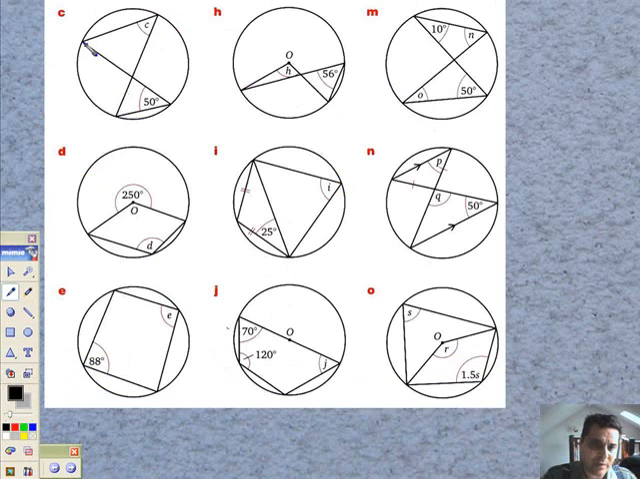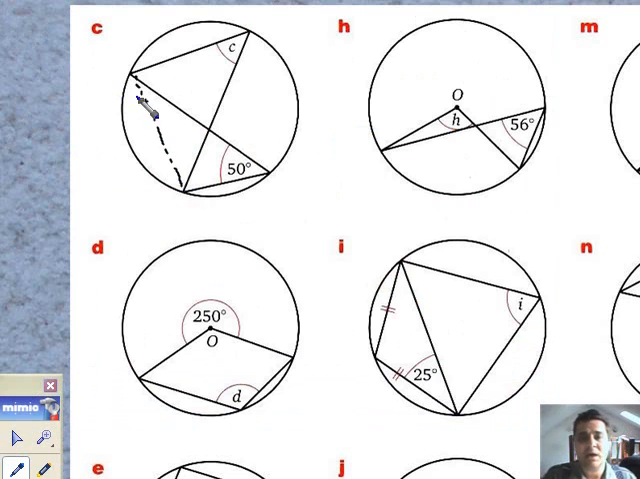Right, if you would imagine therefore there's a chord coming across here, and there is a chord across here, I've just drawn it, and the angles in the same segments coming from the same chord touching the circumference are identical. Therefore, if that's 50, then C is also 50 degrees.